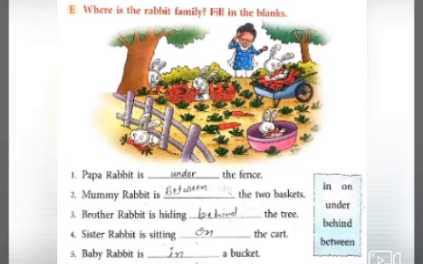Then Brother Rabbit is hiding dash the tree. Oh, someone is hiding behind the tree. I can see. Yes, that is Brother Rabbit. Brother Rabbit is hiding behind the tree. Then Sister Rabbit is sitting dash the cart. Sitting on the cart.